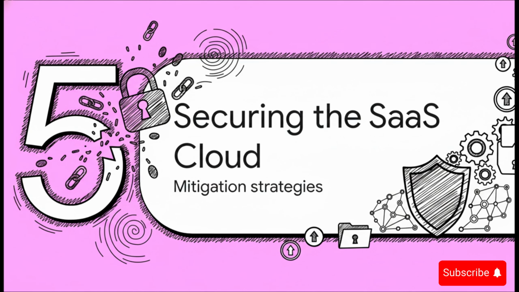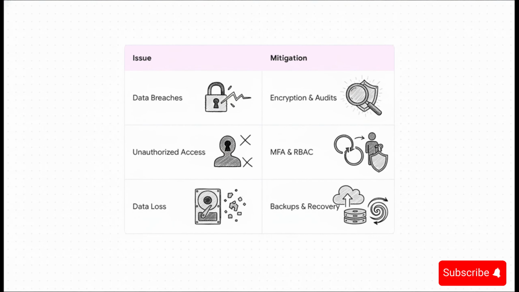Let's look at Section 5, securing the SaaS cloud. Let's talk about how to actually defend your network. Here is your blueprint for defense. To fight off breaches, you absolutely need strong encryption, both for data sitting still and data moving around, plus regular security audits. To stop unauthorized access in its tracks, multi-factor authentication is non-negotiable, along with role-based access control. That's just a fancy way of saying employees should only have access to the specific data they need to do their jobs. Oh, and regular backups and disaster recovery plans, that's your safety net.